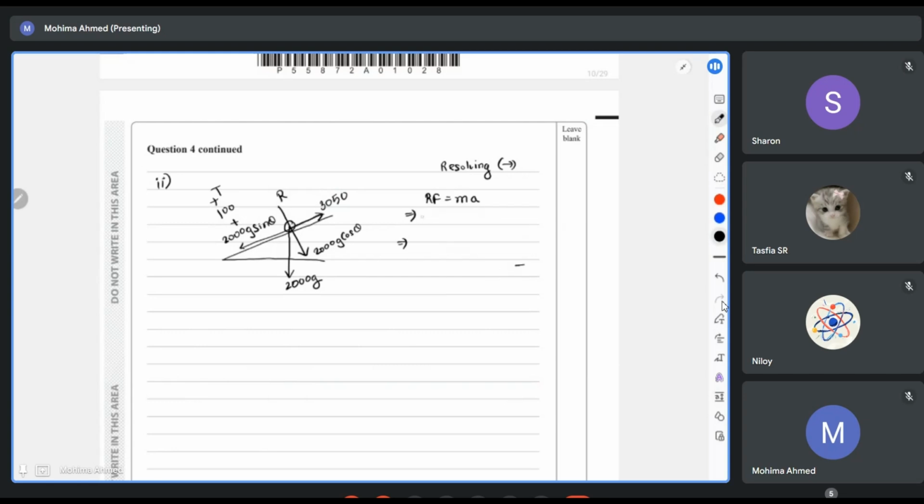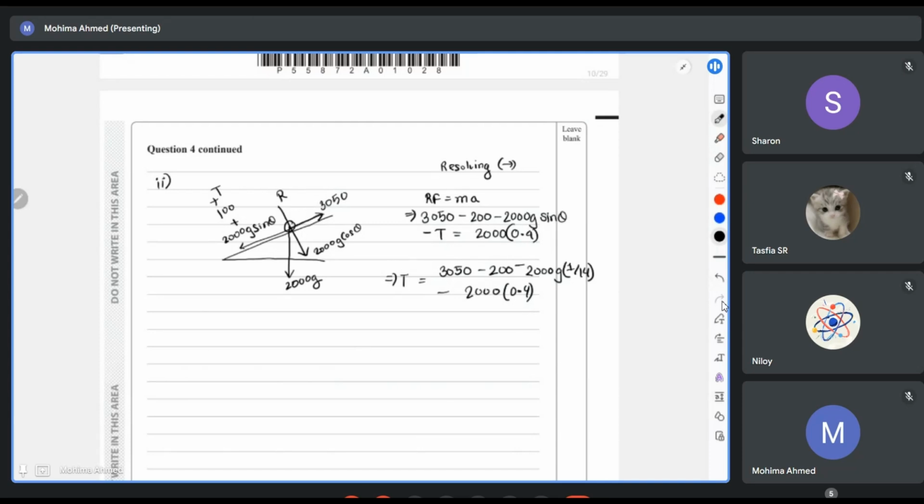Now you have 3050 minus 200 minus 2000 g sine theta minus T is equal to 2000 a, which was 0.4, right? I'll just write 0.4. And now if you have to find the value for T, that would be T equals 3050 minus 200 minus 2000 g sine theta, which is 1/14, and minus 2000 into 0.4.